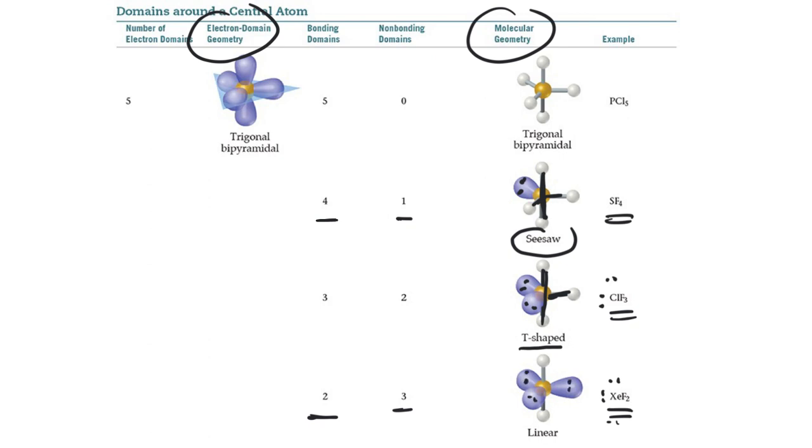So for trigonal bipyramidal, if we have 1, 2, or 3 electron pairs replacing bonding pair domains, we put those on the equator relative to each other. So we're just putting 1 versus 2 versus 3 electron pairs on the equator.